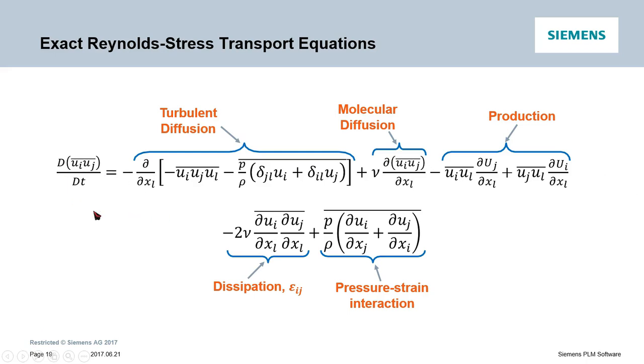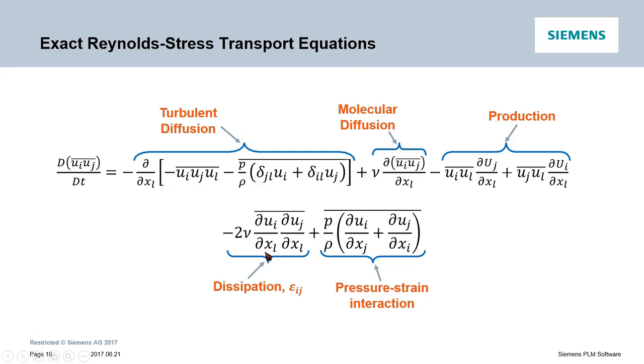The left hand side term is just the local rate of change of Reynolds stresses, which arises from the imbalance of terms on the right hand side. And each of these terms represents a physical process contributing to the stress budget at a point in space. If we look at the first term, this is the turbulent diffusion of Reynolds stresses due to velocity and pressure fluctuations. The second term is the viscous diffusion of Reynolds stresses. The third term is the rate of production of Reynolds stresses because of its interaction with the mean gradient.